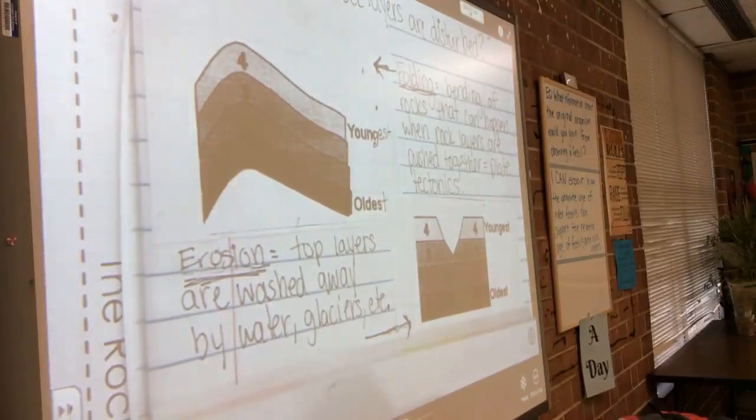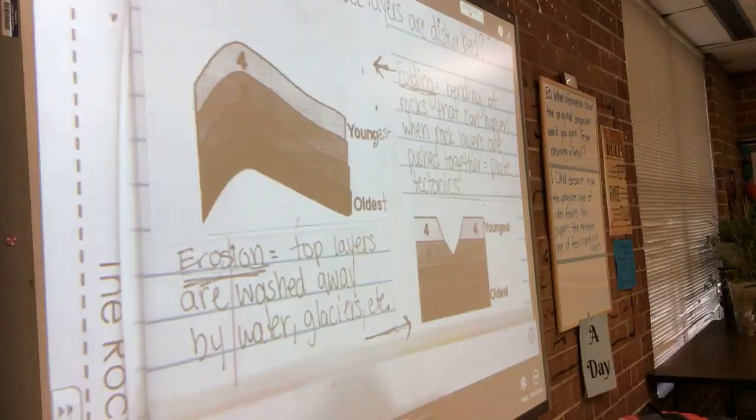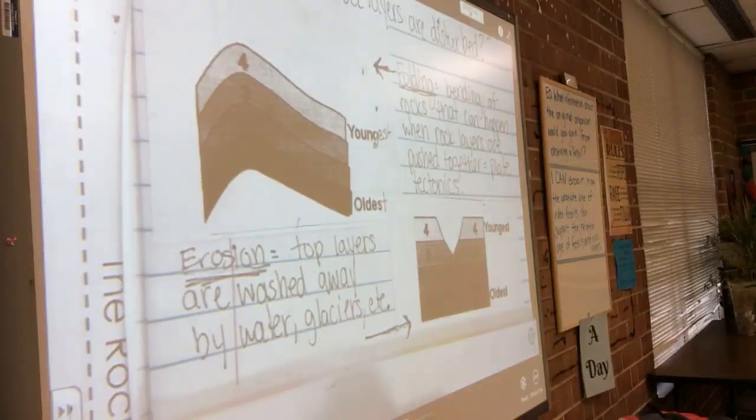What other forces besides water and glaciers can move sediments? Say again? Absolutely. Especially in areas where they have a lot of desert where there's not a lot of trees to block the wind, that wind can really move a lot of sediments.